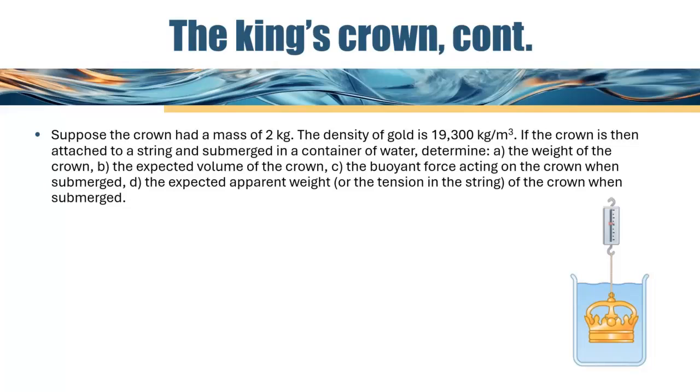Part A says, what is the weight of the crown? So we can see here that the crown has a mass of 2, so the weight is going to be 2 times 9.8, or 19.6 newtons.